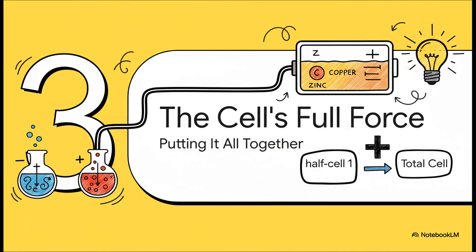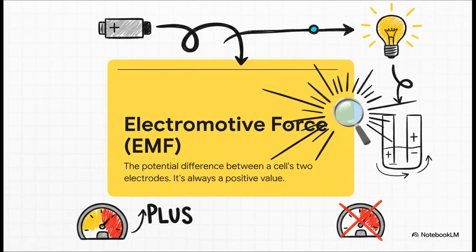So now let's see how we combine these 2 half cells to find the total voltage, the whole shebang, which we call the electromotive force. This total voltage has a fancy name, electromotive force, or EMF for short. I like to think of it as the electrical oomph, or the pressure that's pushing the reaction forward. And here's the absolute key takeaway. It has to be a positive number. A negative EMF would basically mean the reaction doesn't want to happen on its own.